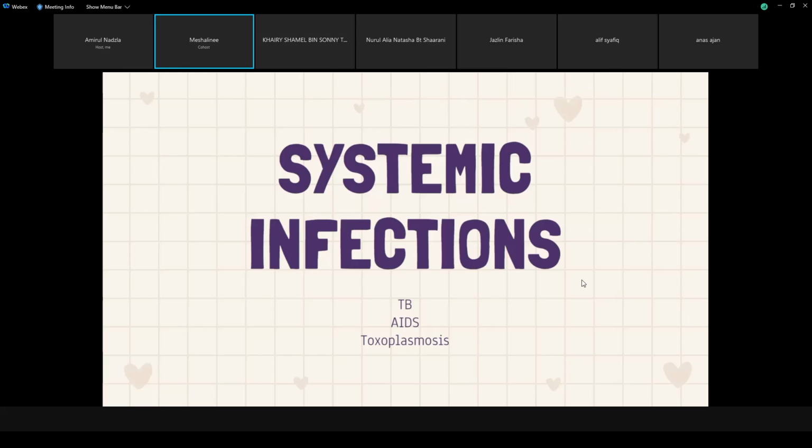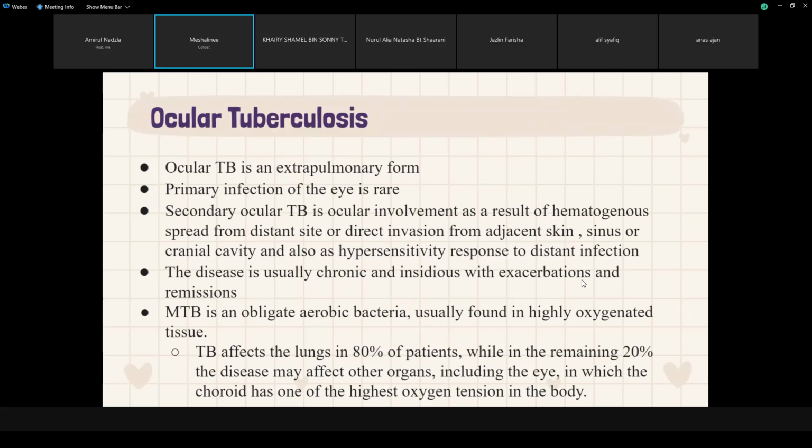Next. Okay, so proceed with the systemic infections and its ocular manifestations. So first is tuberculosis. So ocular tuberculosis is an extrapulmonary form. So primary infection directly to the eye is quite rare, but secondary ocular TB occurs as a result of hematogenous spread from distant site or direct invasion from adjacent skin, sinus, or cranial cavity, or also as hypersensitivity response to distant infections.